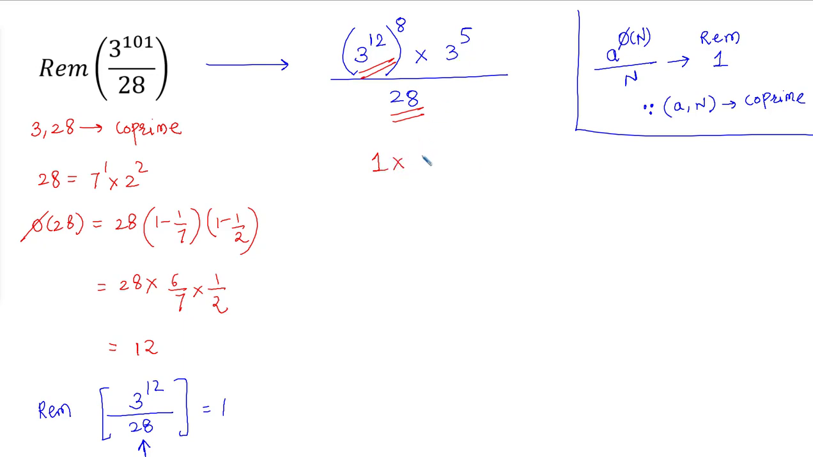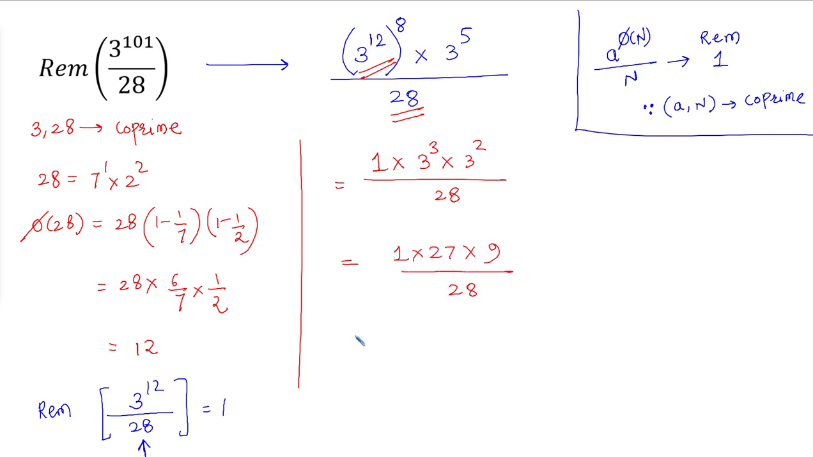Now 3 to the power 5 is equal to how much? You can write this as 3 to the power 3 into 3 to the power 2 divided by 28. So now that is equal to how much? That is equal to 27 into 9 divided by 28. So if we divide 27, the remainder is how much? 1, and if we divide 9, the remainder is how much? 9. So the answer is going to be minus 9. The remainder is minus 9. Okay, the negative remainder is minus 9. So the positive remainder is going to be 28 minus 9, that is equal to 19.